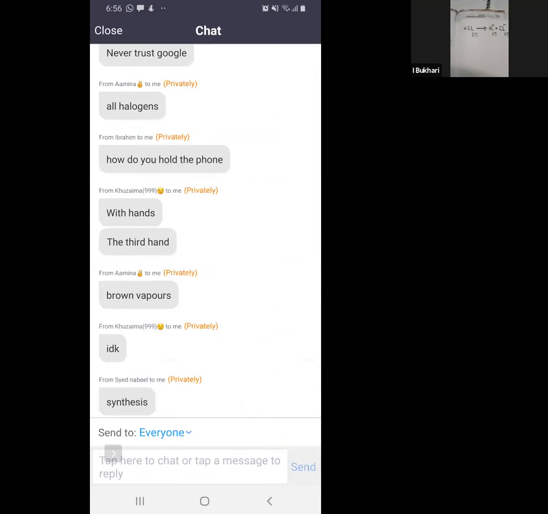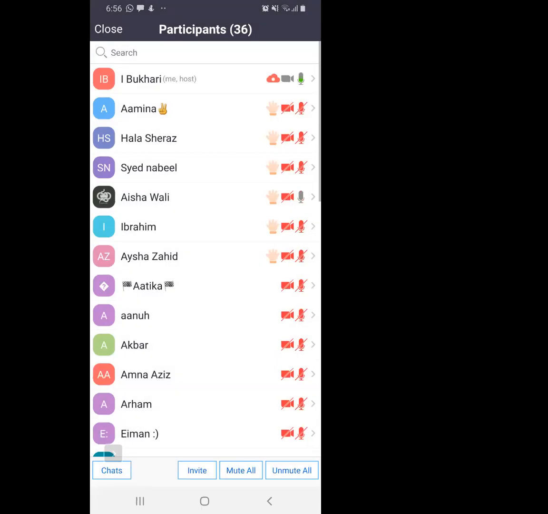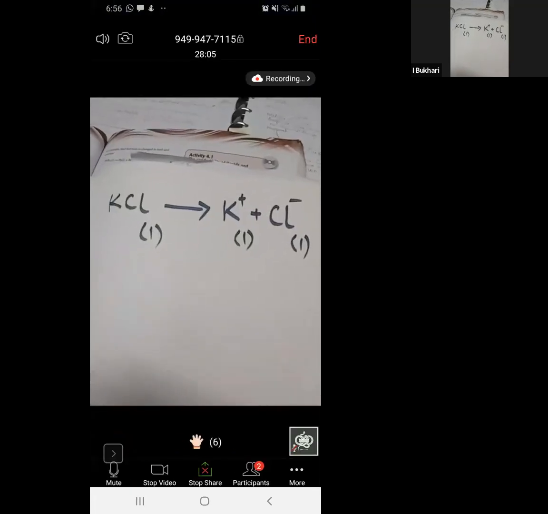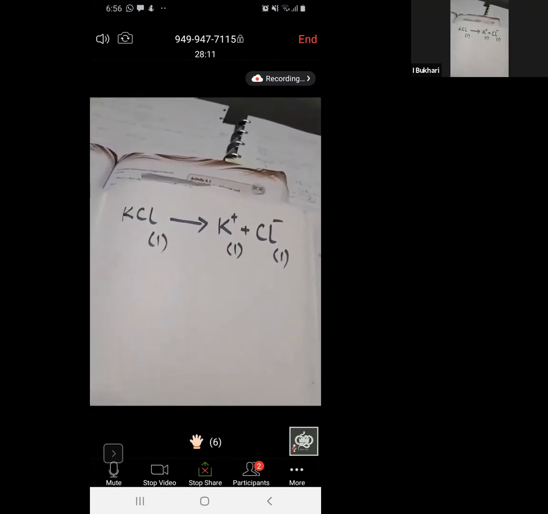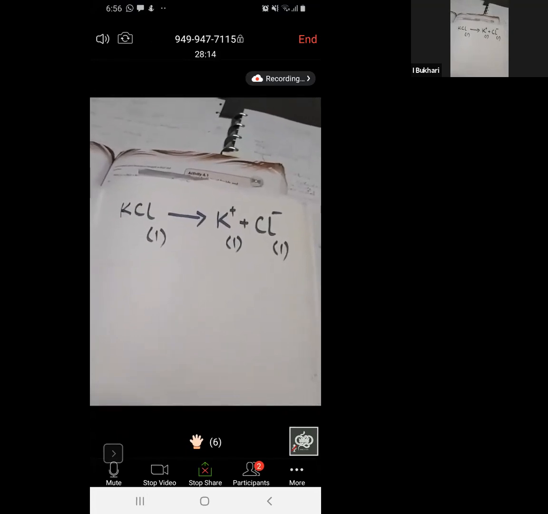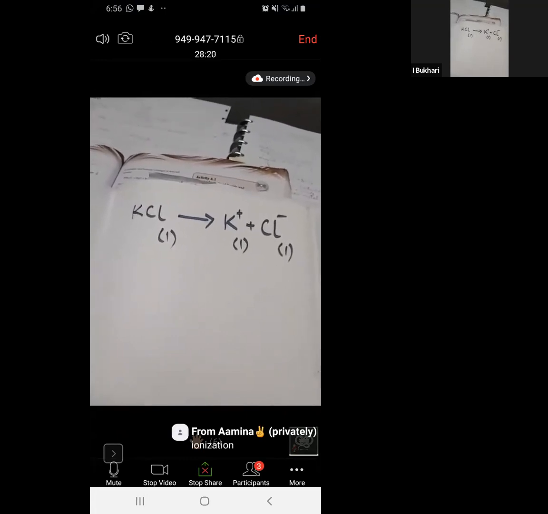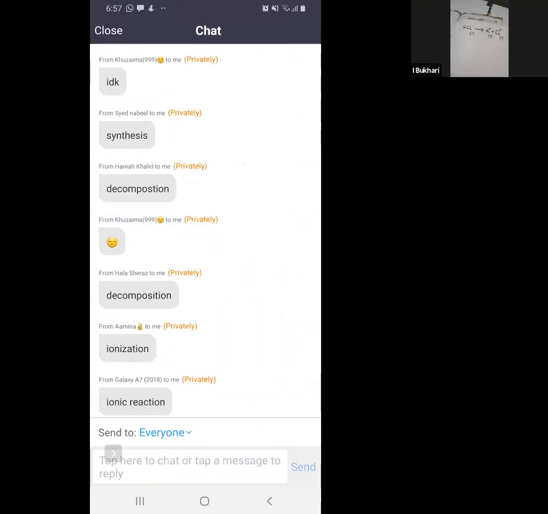You don't know? Okay. Who else? Okay, Aisha Nadeem. Yes, Aisha? Decomposition? You called it decomposition because you saw one reactant on the left side and two products on the right side. Well, I won't blame you. It is looking like decomposition, but pay attention. Look closely. Ionization? Okay. Write down all your answers here.